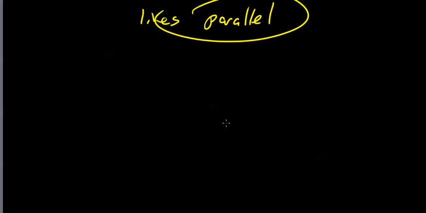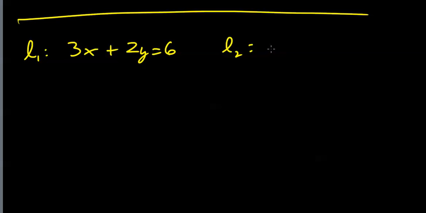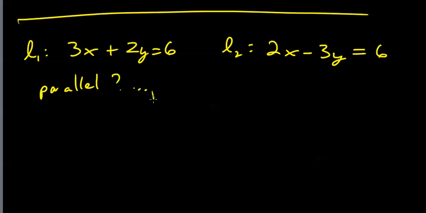Let's try another one here. Again, I'm going to give you 2 lines. Line 1, I'll say it's 3x + 2y = 6, a line in standard form. Let's say line 2 is given as 2x - 3y = 6. Alright, 2 different standard form line equations. Again, the standard question here: are these parallel, perpendicular, or neither?